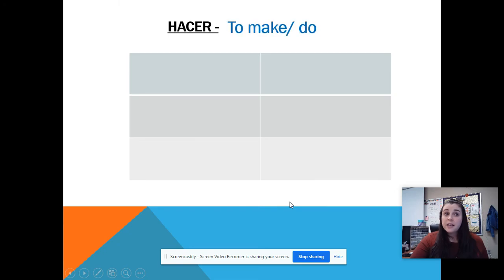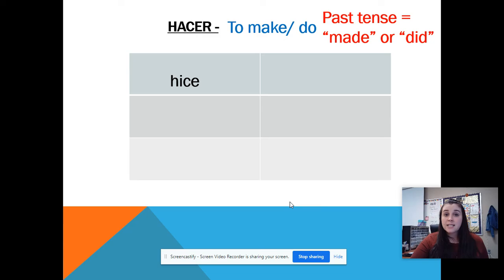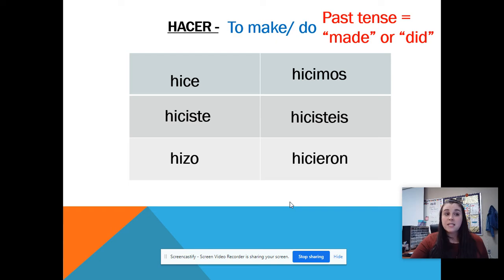Next, we have hacer, and hacer means to do or to make. In the past tense, we'll say made or did. So if I want to use the yo form of hacer, it's going to be hice, H-I-C-E. The tú form, hiciste. The él form is hizo with the Z. We did or made, hicimos. The vosotros form, hicisteis, and you all or they made, hicieron.